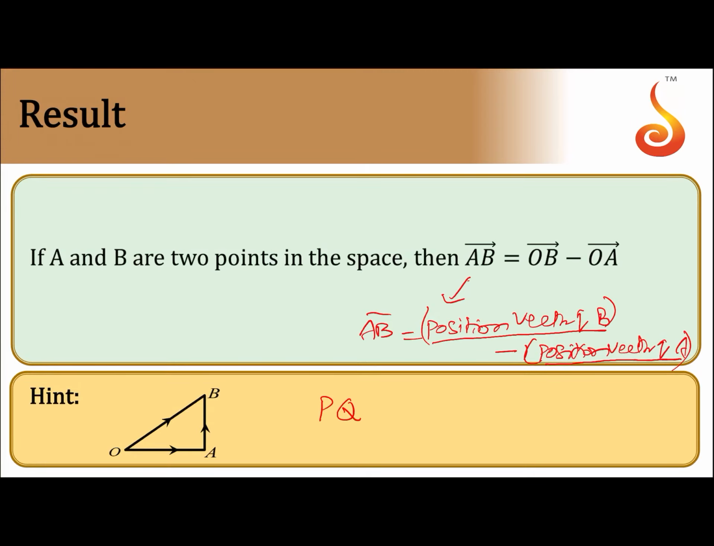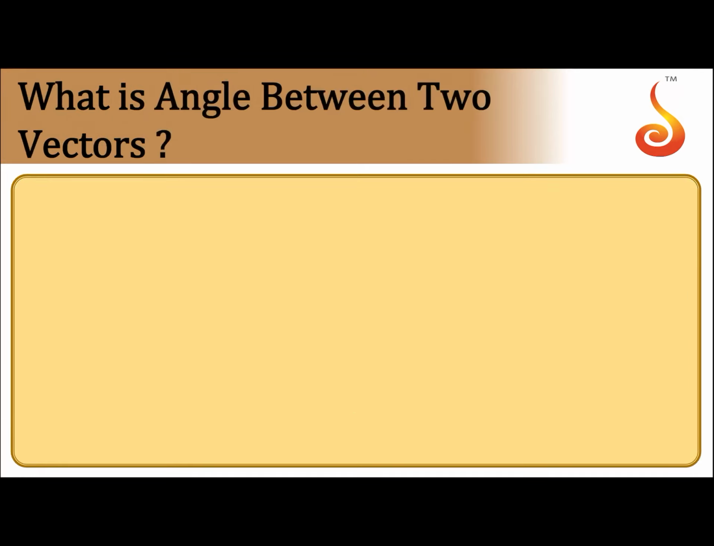Suppose, as an example, I take up PQ, then I say position vector of terminal point minus position vector of initial point. You can say that. Okay, right. Let us proceed.